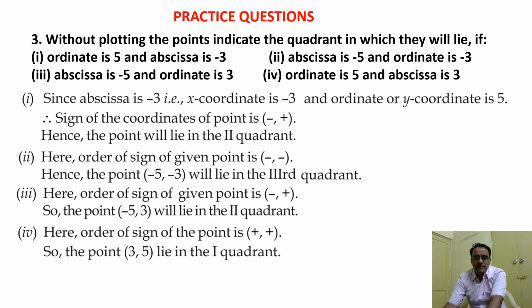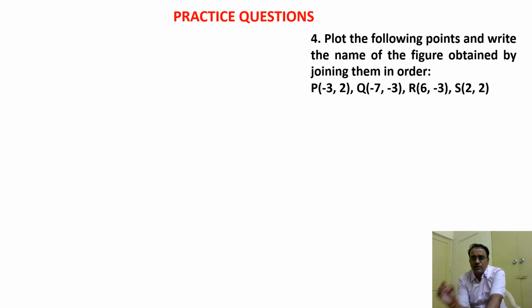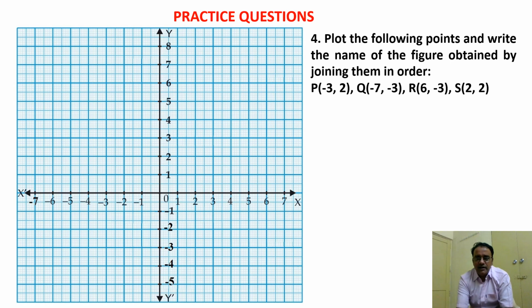Now we'll move towards the fourth question. Plot the following points and write the name of the figure obtained by joining them in order. This type of question is very important in this chapter. So let us plot the points. First, (-3, 2). For -3 we look along the x-axis, and for 2 we go upward up to 2. So this is P, (-3, 2).